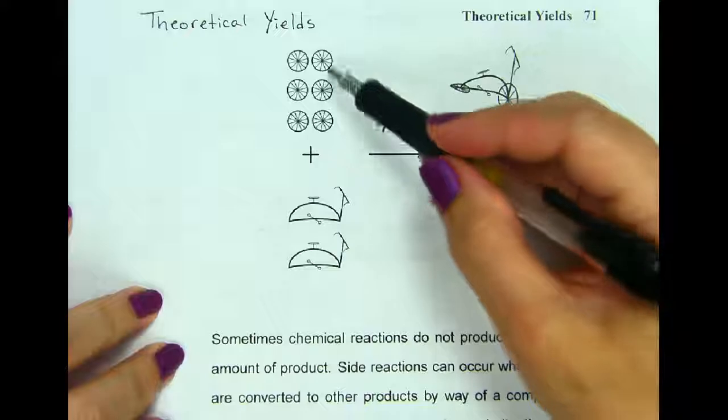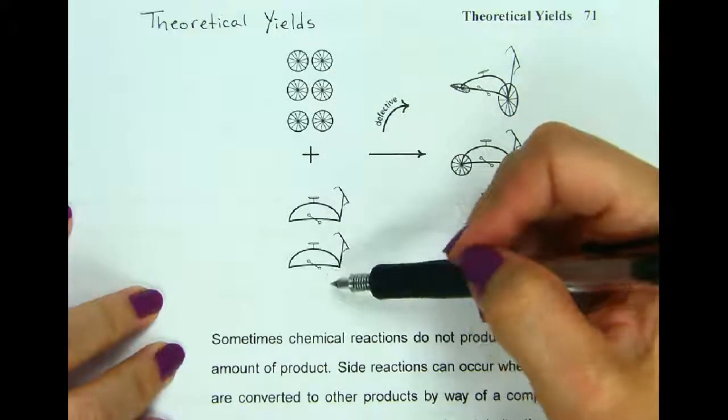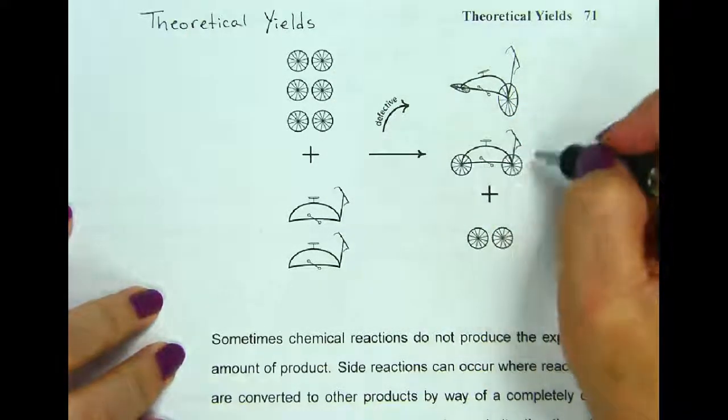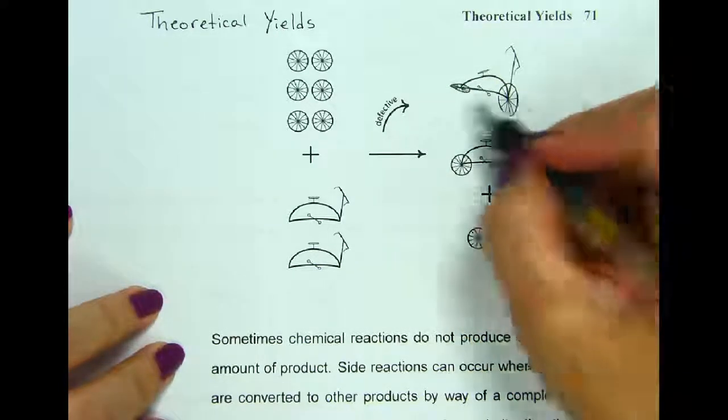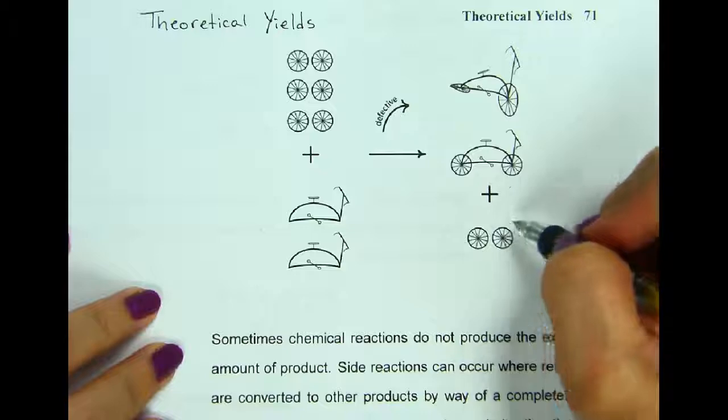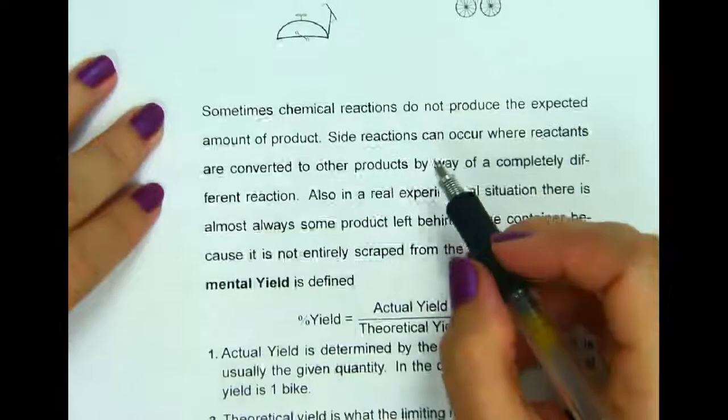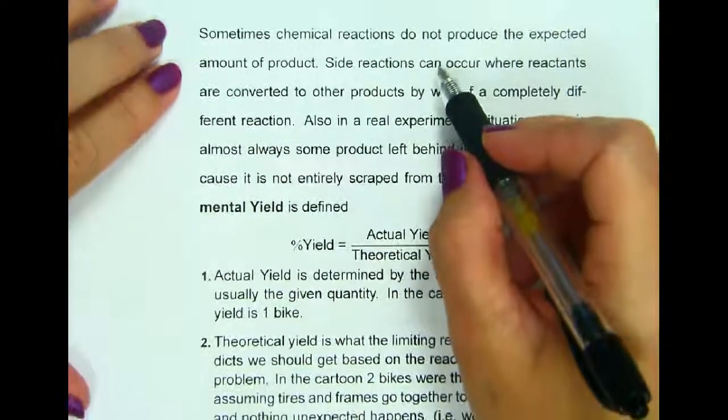So notice here we have our 6 wheels and our 2 bike frames, but we only actually yielded 1 perfectly functioning bike frame, and then we have 1 that's defective up here. Then we still have our excess 2 wheels. Sometimes chemical reactions do not produce the expected amount of product.